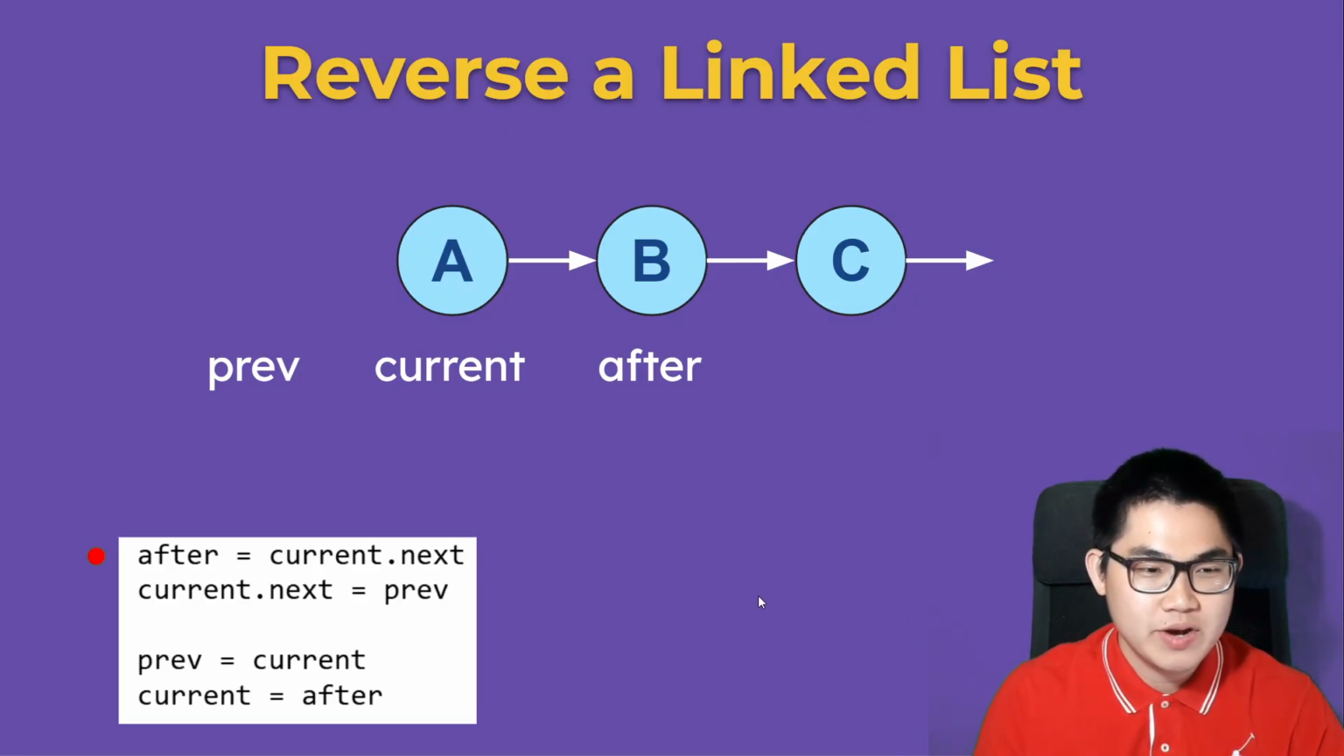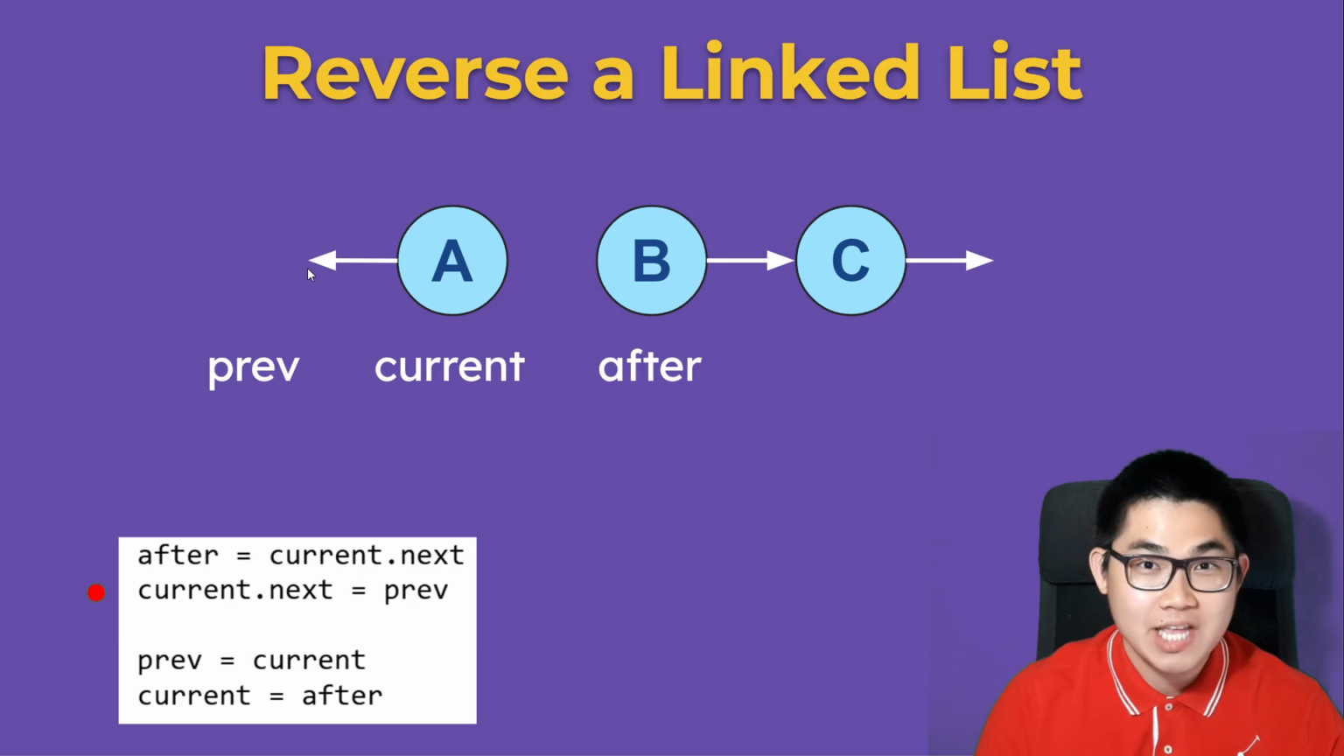The first step is to create the after pointer. So that's after points to current.next. Now, the next step is to reverse this link right here. So we want to point this in the opposite direction. That's this line of code right here. So current.next points to previous.